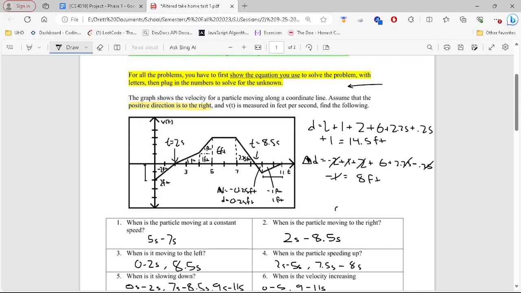So in other words, it traveled a little something like this. The line represents its distance, and the difference between here and its starting point is going to be its displacement. So this is the displacement. This line represents its distance. So let's go ahead and write that down as our answers.